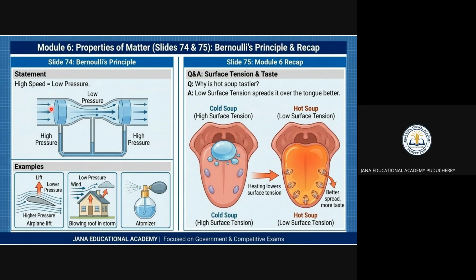So in Bernoulli's principle, for a fluid in streamline flow, the sum of pressure energy, kinetic energy and potential energy per unit volume always remains constant. When the fluid flows faster, it uses kinetic energy. I already told you kinetic energy is present in motion, right? So its pressure energy decreases. Pressure energy is nothing but the potential energy.